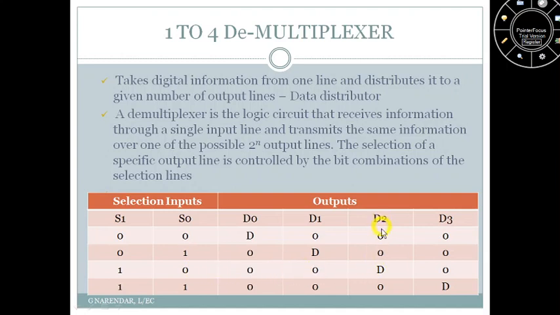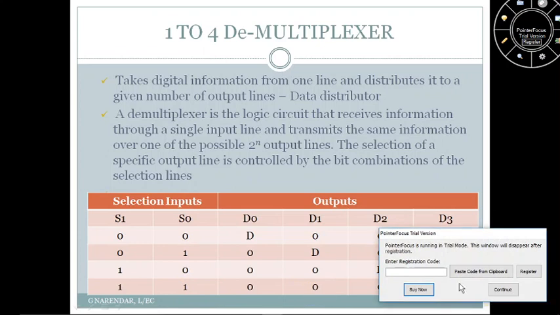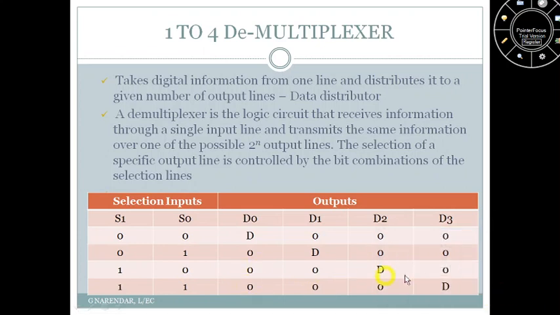will get selected, and the data on D2 will be same as the data present on the input line of the demultiplexer. And when the selection inputs S1 equal to 1 and S0 equal to 1, the fourth output line D3 will get selected, and whatever the information that is present on the input line will be transmitted to the D3 line, and the other output lines will have 0 since they are not selected.